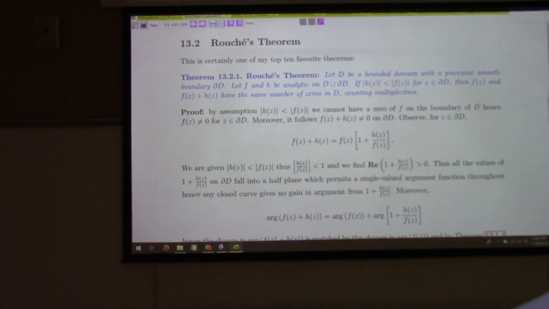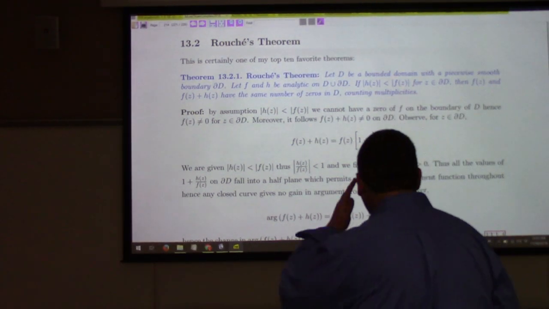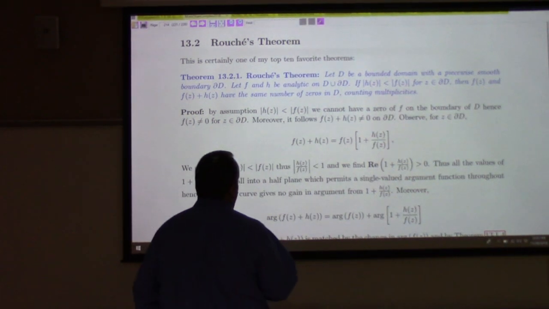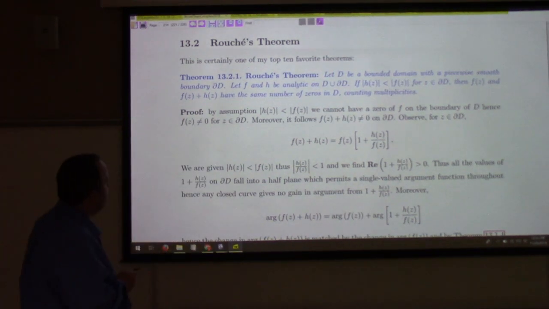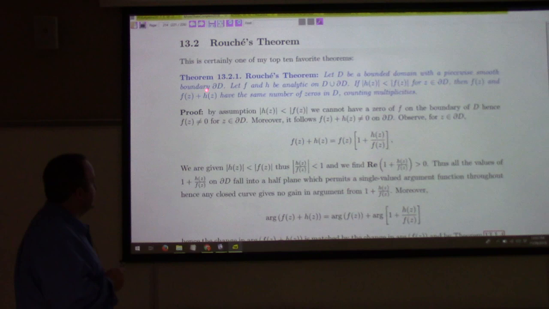So this is Rouche's theorem. Let D be a bounded domain with a piecewise smooth boundary. And suppose F and H are analytic on D and its boundary. And we also want to suppose that |H(z)| is smaller than |F(z)| for every z on the boundary. So I think of H(z) as being a quote-unquote perturbation of F. It's smaller than F. It's perturbing F by a little bit in such a way that it's never as big as F. All right?